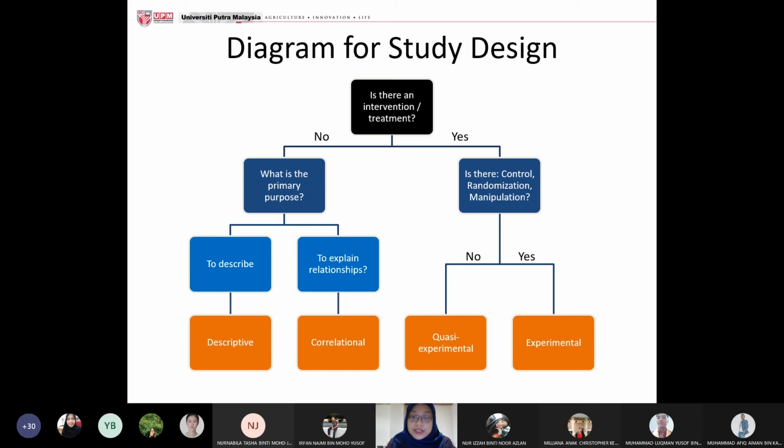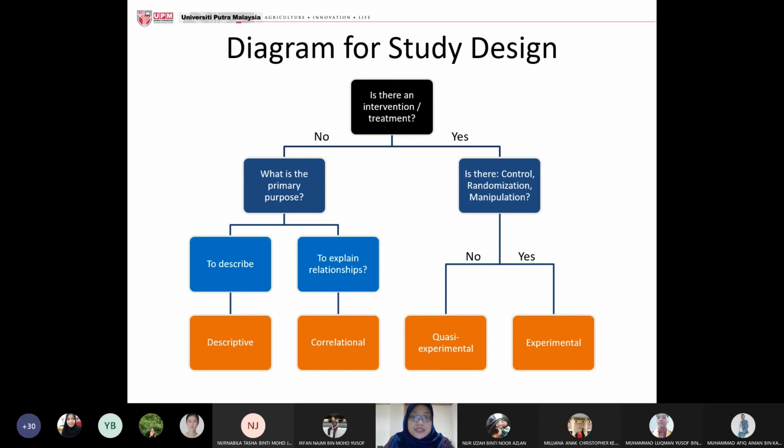Okay, but if you're still having the program, you're still having the experimental study, but you don't have control, or you don't manipulate something, or you don't randomize things, that falls under quasi-experimental. Okay, it's still some sort of experimental study, but quasi here means that it's almost experimental, but not truly. Okay, we'll see that a bit later.